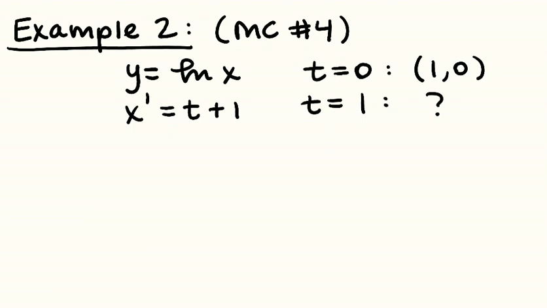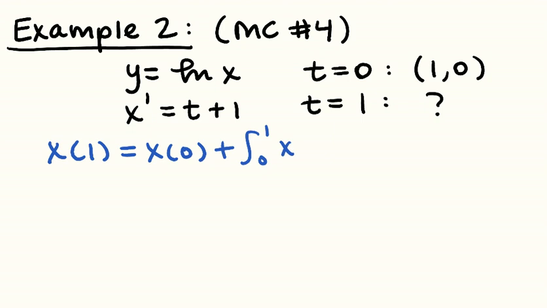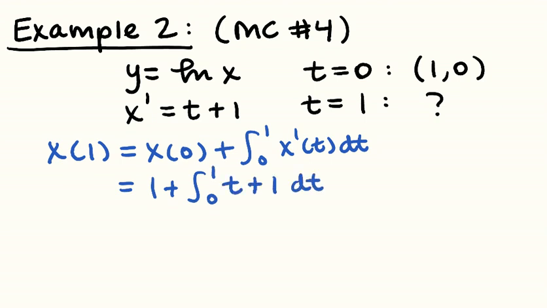Okay, so we're going to do some work on x, right? We've got an initial condition on x, we've got a rate of change of x, so we can recover information about the position. I know that x of 1, just from the fundamental theorem of calculus, is going to be equal to x of 0 plus the integral from 0 to 1 of x prime of t dt. And then x of 0 is 1. And I'm going to integrate t plus 1 dt.